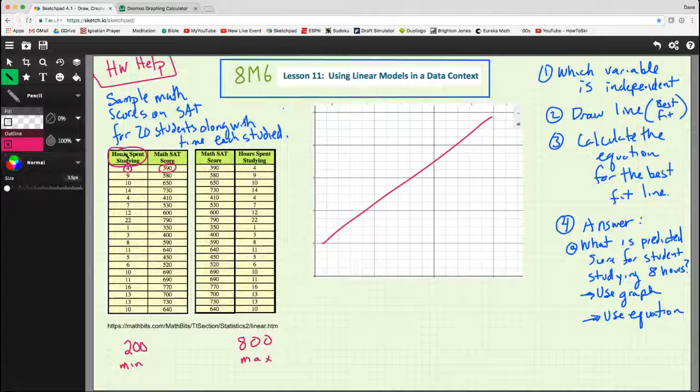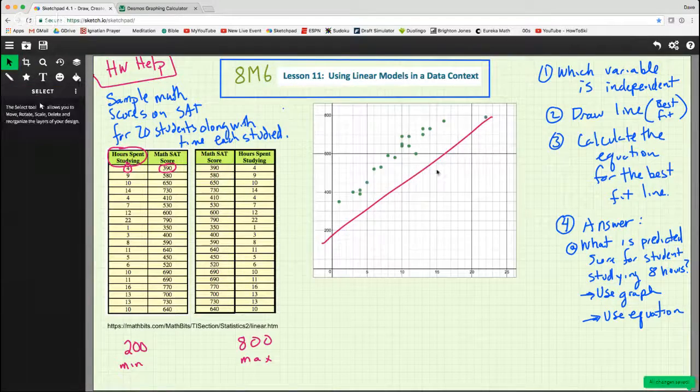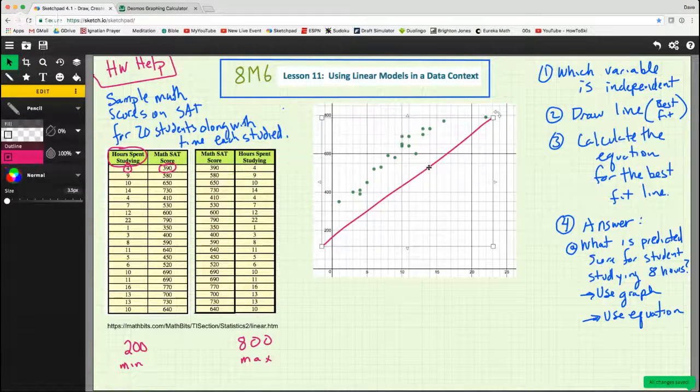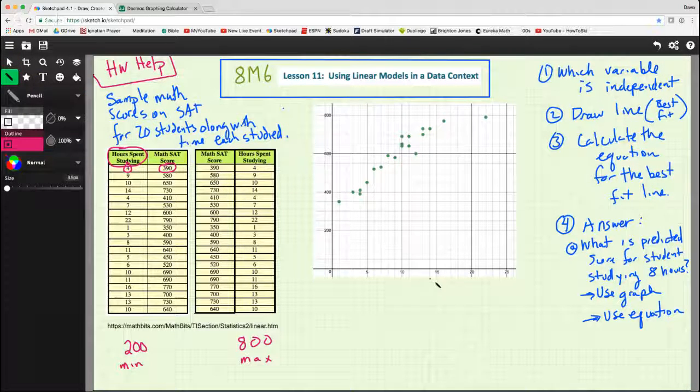So that's going to be our independent variable. Let's go ahead and reveal the answer. Oops. And there is our answer. Down here, we're going to put, indeed, that our hours studying is our X variable, which is our independent variable. It's the thing that we have control over.